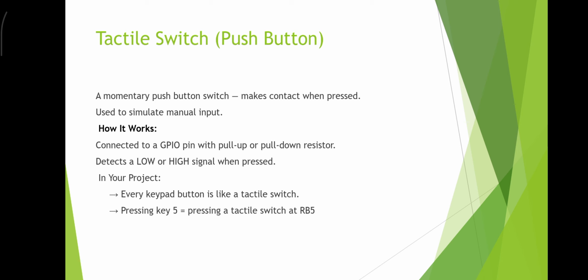In our project, the keypad button is like a tactile switch. So pressing key 5 means pressing a tactile switch at RB5. You can clearly understand this in the upcoming simulation process.